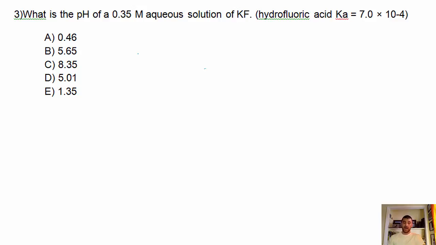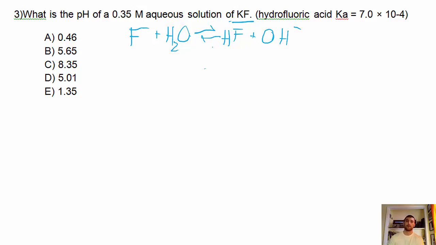All right, number 3, we got a tough one. They give us: what is the pH of an aqueous solution of KF, and they give us the Ka of hydrofluoric acid. They give us a concentration of KF. So first, let's talk about what's going to happen in solution. In solution, we're going to get the fluoride ion reacting with water to give us HF and OH minus.